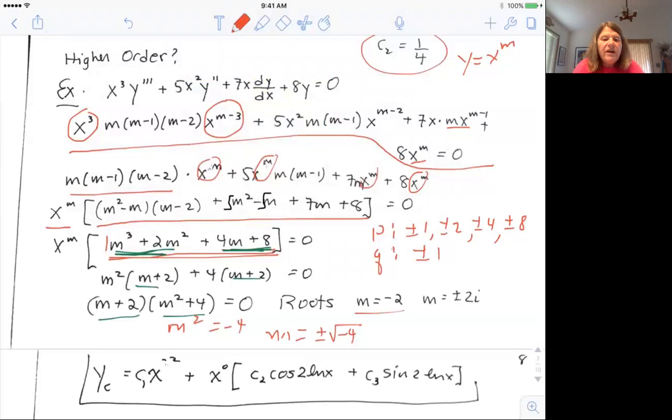Okay, so we've got these complex roots that look like that, and one real root. Now, complex roots always come in pairs. That's why we get this cosine beta, sine beta stuff.